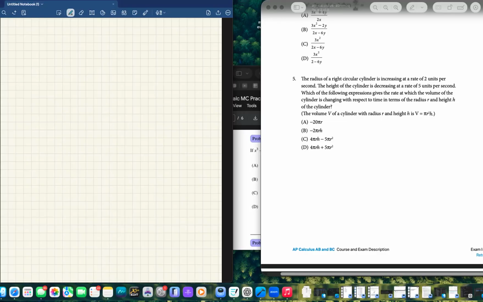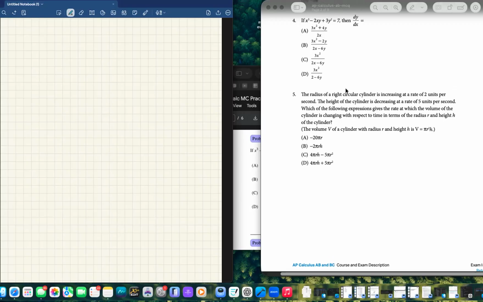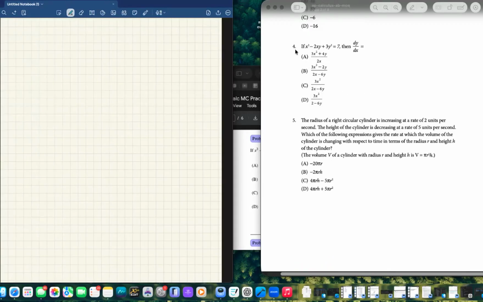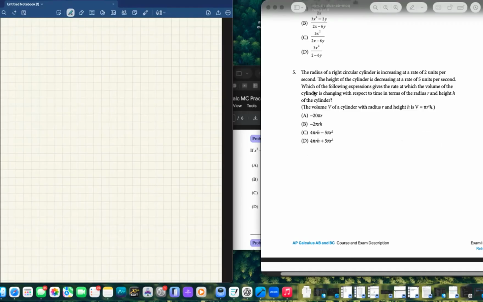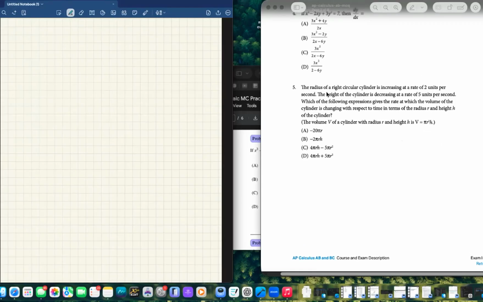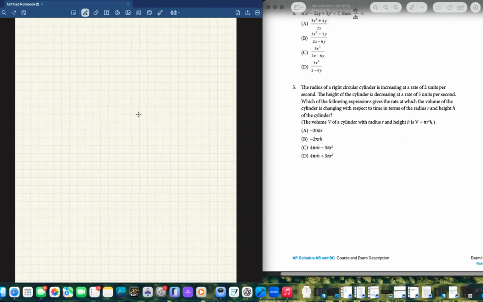All right, let's do some more of the multiple choice questions here. We did this one already in class, so I'm going to go to 5. This is a related rates problem. I tend to like them, but you need to.